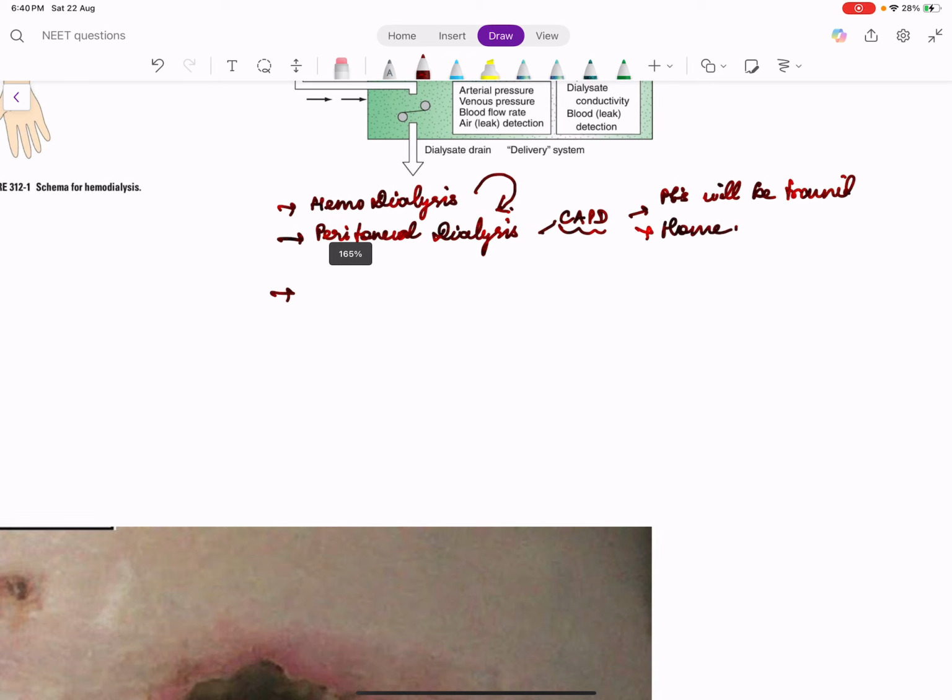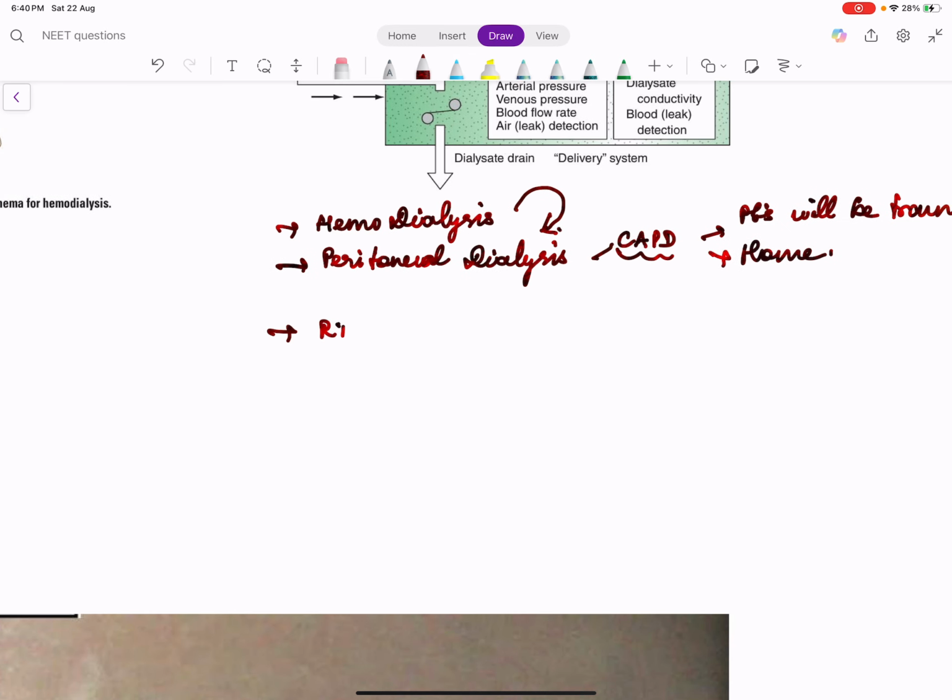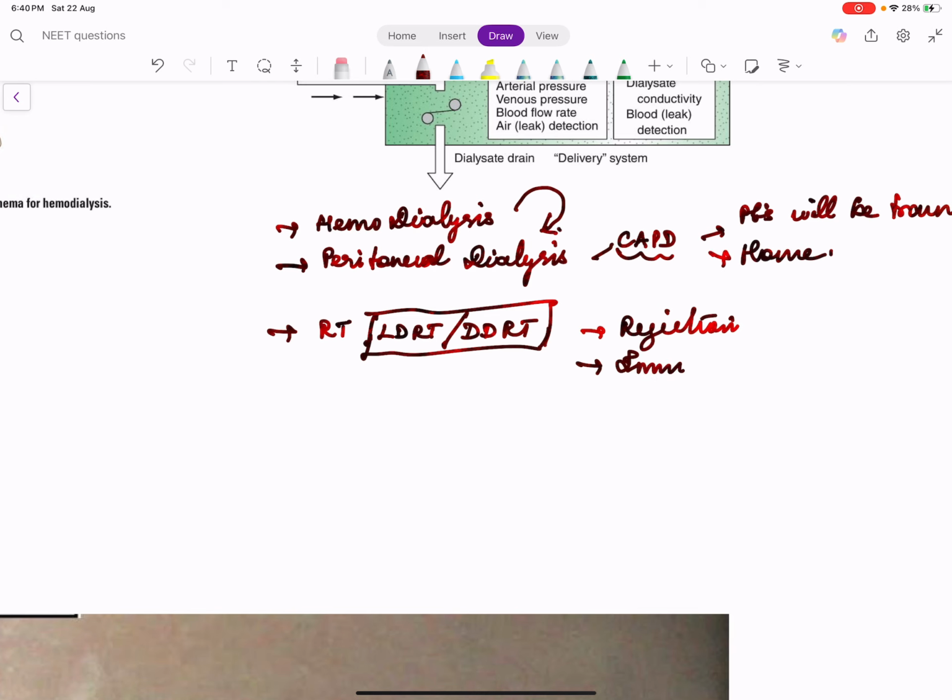If dialysis is not done, then we have renal transplant, either live donor renal transplant or dead donor renal transplant. There's a separate protocol, separate follow-up for this, because even though the patient is transplanted with the kidney, the problem of transplant rejection is common. There are many types of rejection, and the patient should be on lifelong immunosuppression. Immunosuppression may be with steroids, or with immunosuppressants like azathioprine, mycophenolate mofetil, tacrolimus, etc.